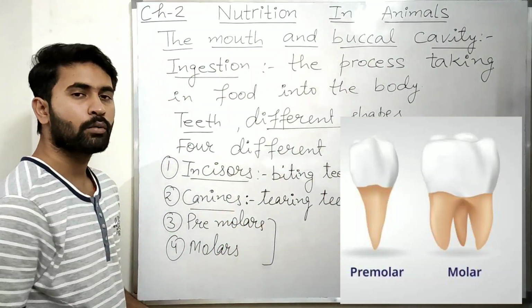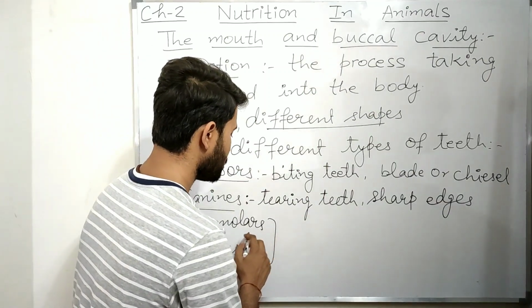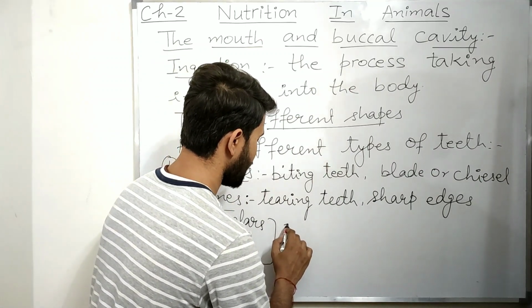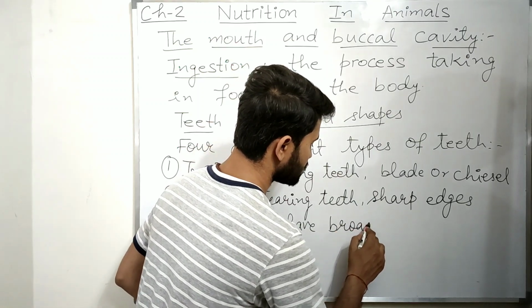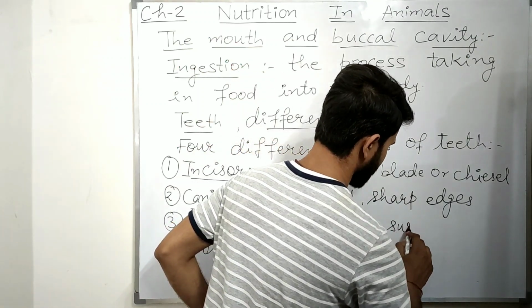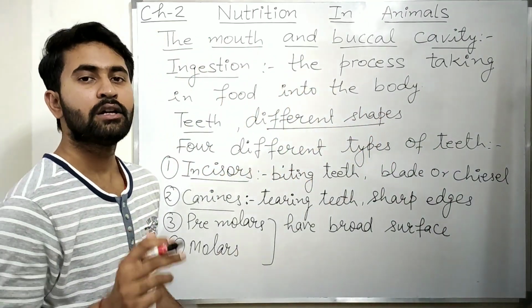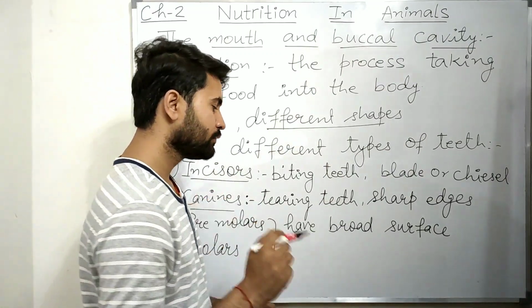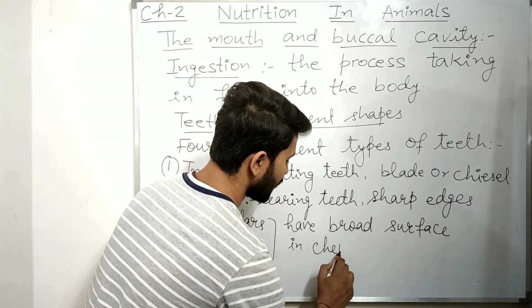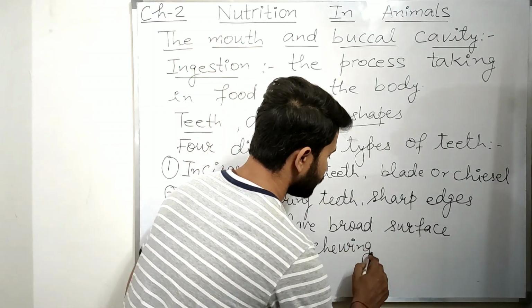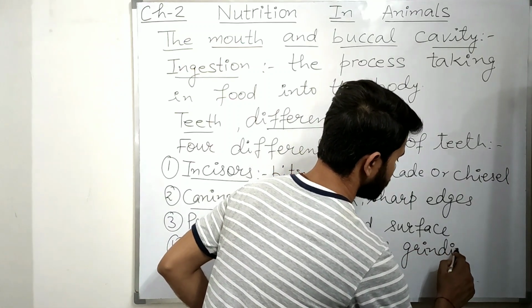Premolars and molars have a broad surface, and they help us in chewing and grinding the food.